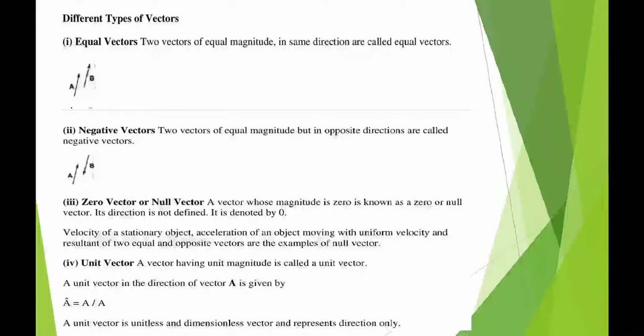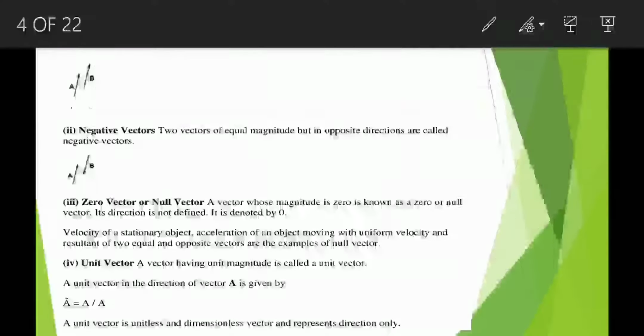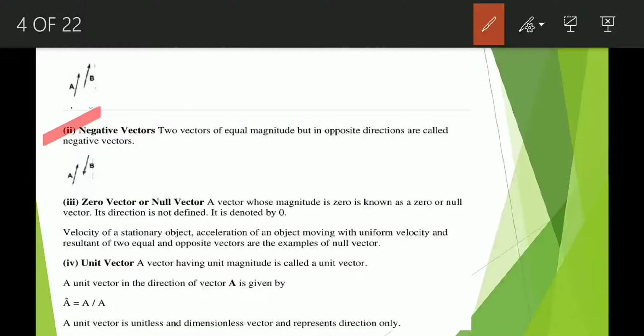Different types of vectors. Equal vectors: two vectors of equal magnitude in the same direction are called equal vectors. Negative vector: two vectors of equal magnitude but in opposite direction are called negative vectors.